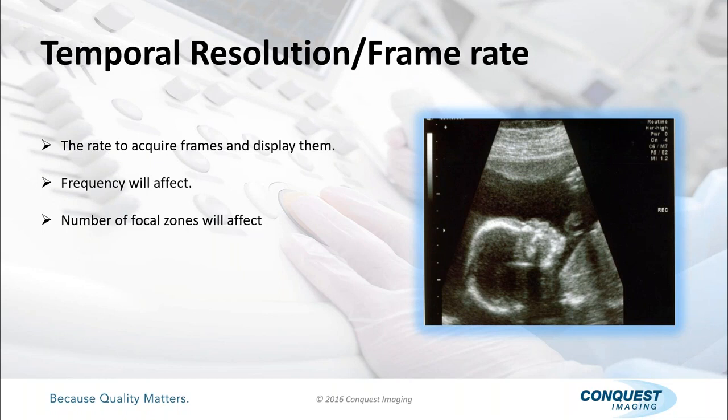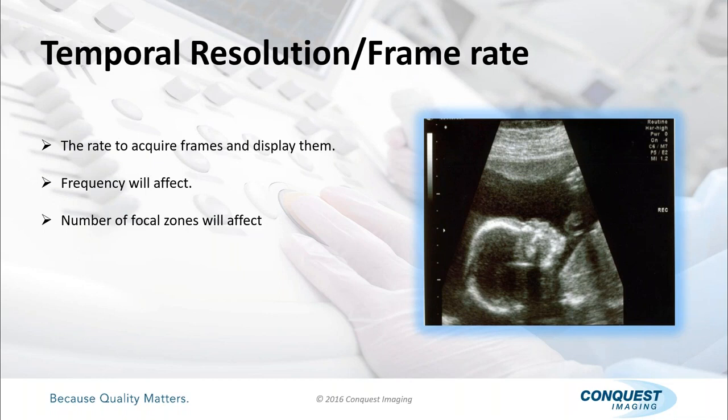Clearly, frequency affects it. The higher the frequency, the faster it can refresh the screen. Number of focal zones: it's hard to see on this, but right here or over here on the edge, one of the edges will have an arrow or a bar, and you can change the length of the bar, or you can move the arrow. But you can also add arrows, which are called focal zones. As you add focal zones, your frame rate will decrease. So keep that in mind.